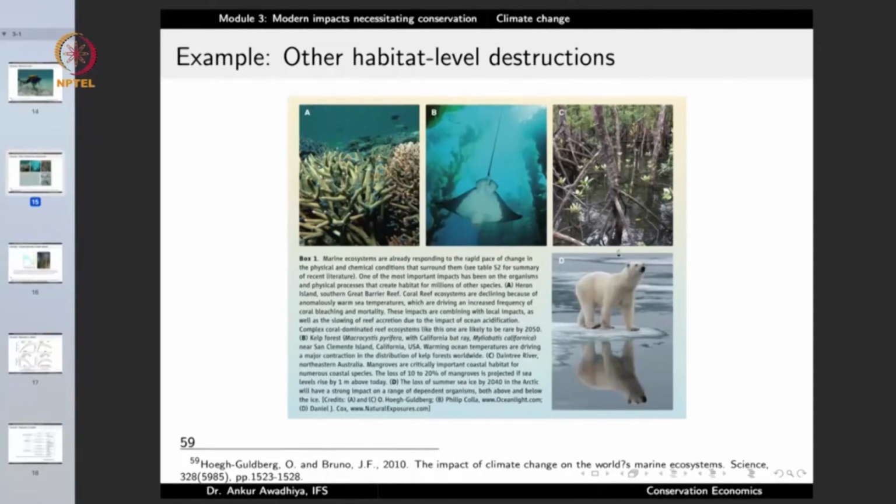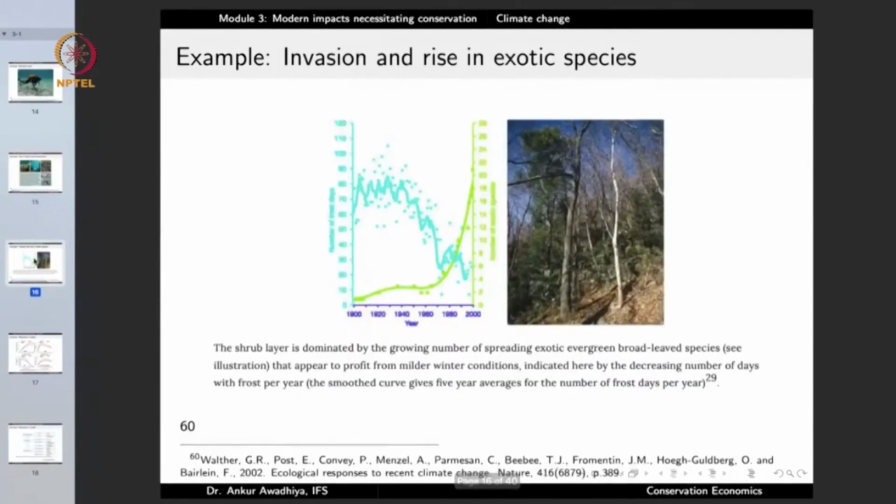Species of mangroves are dying out, species of kelps are dying out. So all of these, the corals, the kelps, the mangroves, and this ice, they are habitats that provide a living space to a number of organisms. And when we are seeing these habitat level destructions, it means that a number of species are now under threat because of climate change. We are seeing an increase in the invasion and rise of exotic species.